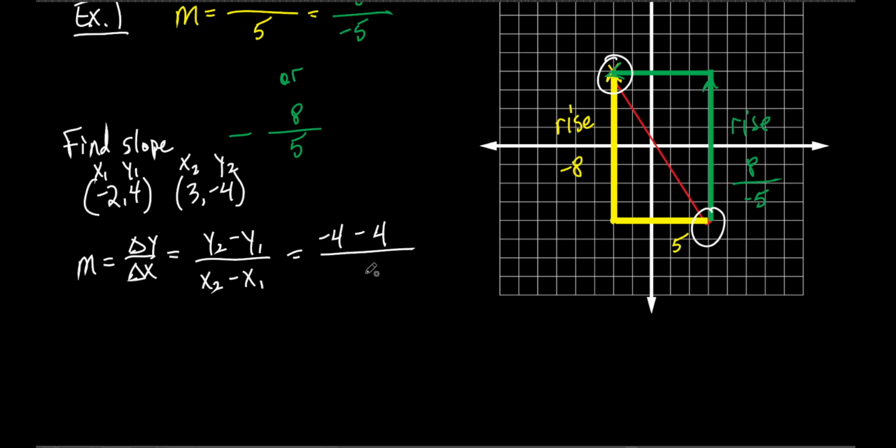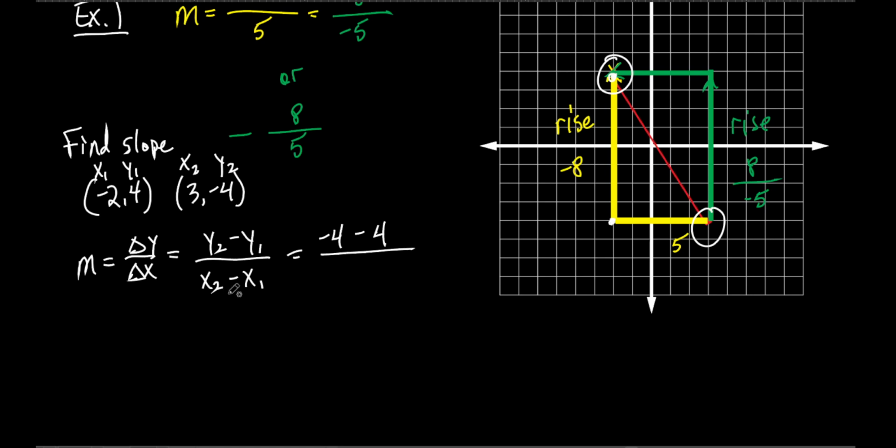Okay? If you look at it, it makes sense. Where are we on the y-axis right here? We're at negative 4, aren't we? Where are we up here on the y-axis? We're at positive 4. How do you find that change? You subtract, right? See how it all comes together?